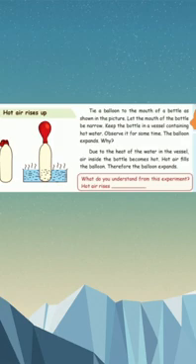Hot air rises up. Tie a balloon to the mouth of a bottle as shown in the picture. Let the mouth of the bottle be narrow. Keep the bottle in a vessel containing hot water. Observe it for some time. The balloon expands. Why? Due to the heat of the water in the vessel, air inside the bottle becomes hot. Hot air fills the balloon. Therefore, the balloon expands. From this, we can learn hot air rises.